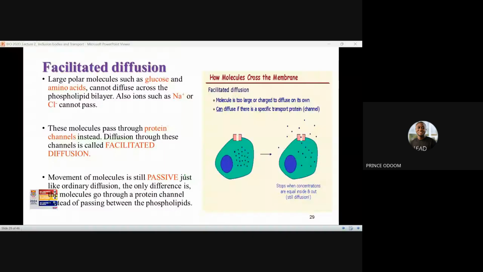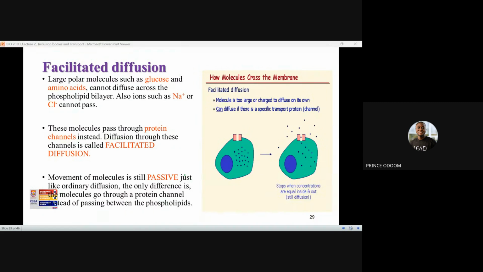Liken that to a gated house. The gated house has a smaller gate and a bigger gate. When you are able to pass through the smaller gate, it is simple diffusion. When your size is too large to pass through the smaller gate, but you are using the bigger gate, then we are saying it is what? Facilitated what? Diffusion.